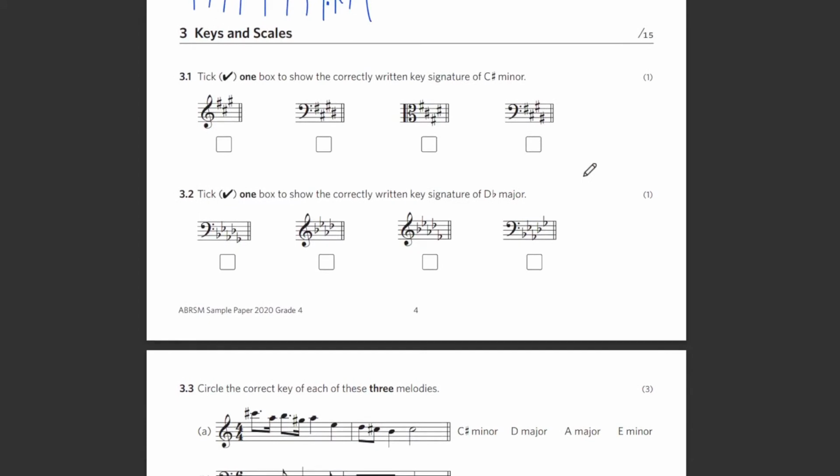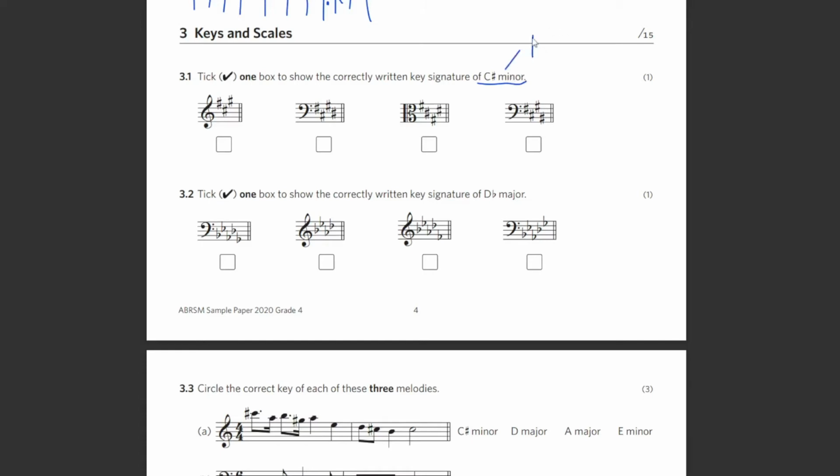Next, let's move on to section 3, which is keys and scales. Okay, so let's take a look at keys and scales. So the first one, okay, you are asked to tick one box to show the correctly written key signature of C sharp minor. So usually at the start of your exams, right, I recommend students to write out the key signature chart, okay, as well as draw a few pianos for rough working. Okay, so your key signature chart should come in useful now because it's easy to see, oh, what is the key signature for C sharp minor once you have the key signature chart.